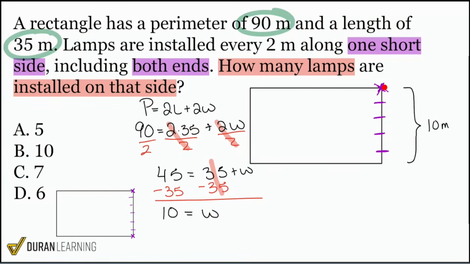We forgot one more, including both ends. We already have one end over here. We forgot this one here. So it's not going to be 5 lamps. It's going to be 6. And that's why the correct answer is answer choice D.